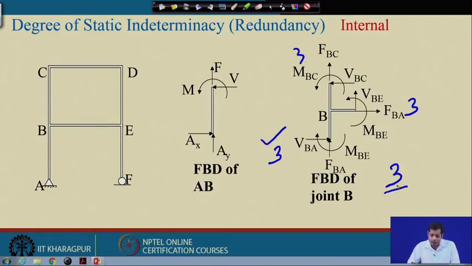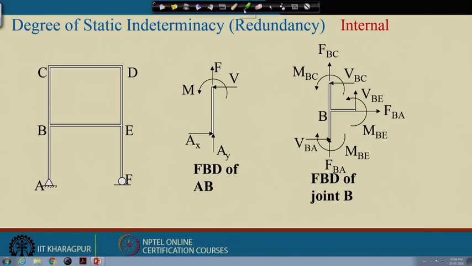Now, try to compare this example with the previous example. In the previous example, the indeterminacy was caused by the additional support, and that is why it was called external indeterminacy. In this case, the structure is externally determinate, but the indeterminacy is due to the additional member of the structure, right. Therefore, that member force we cannot determine with the information of equilibrium only, and that is the reason why this indeterminacy is called internal indeterminacy.